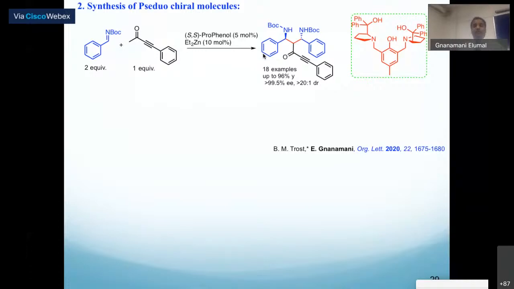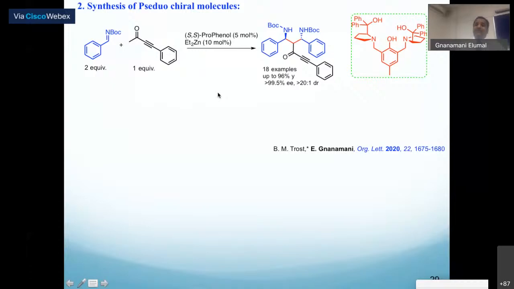selectively getting these kinds of products is very difficult, because here we have another competition, that meso compound. So when you start this reaction, we may end up with the meso compound. That's the reason only a few reports were available to make pseudochiral compounds.